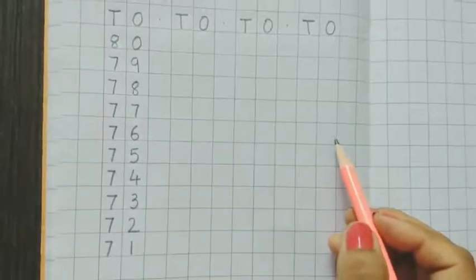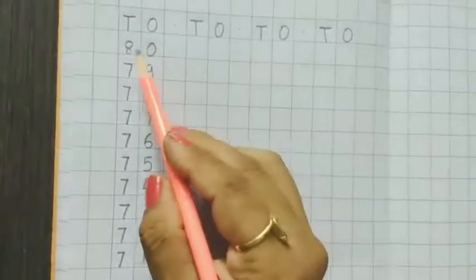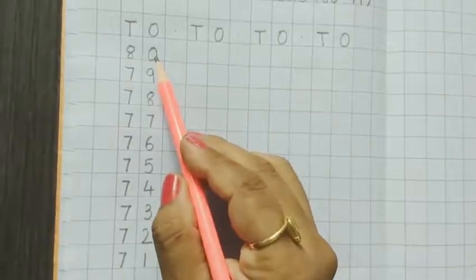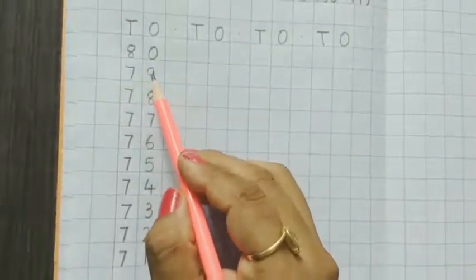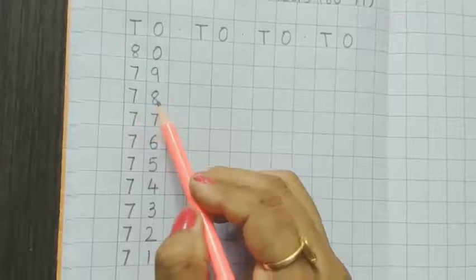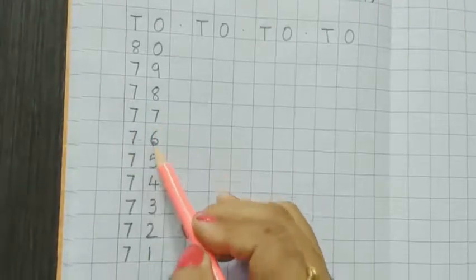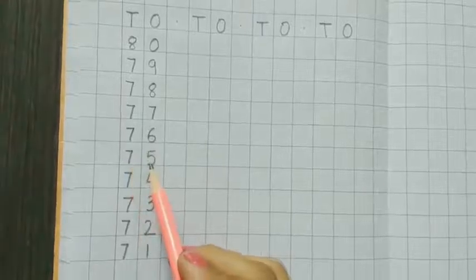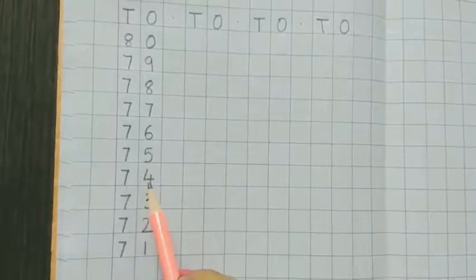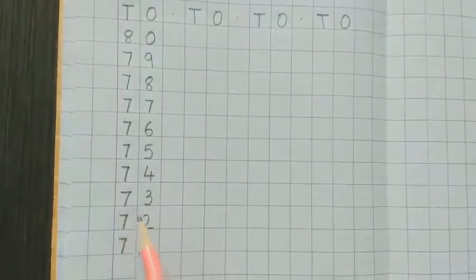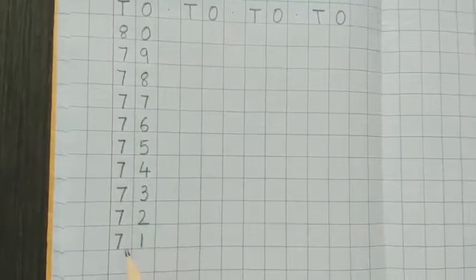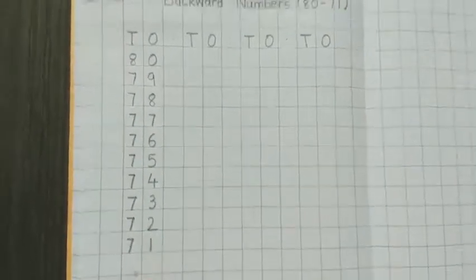So let us once again revise. 80, 79, 78, 77, 76, 75, 74, 73, 72 and 71.